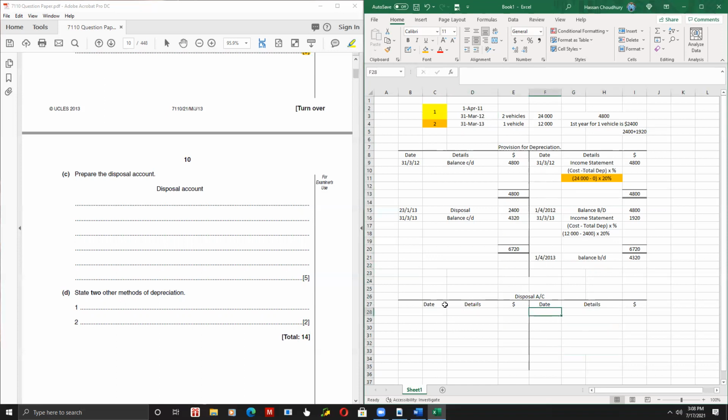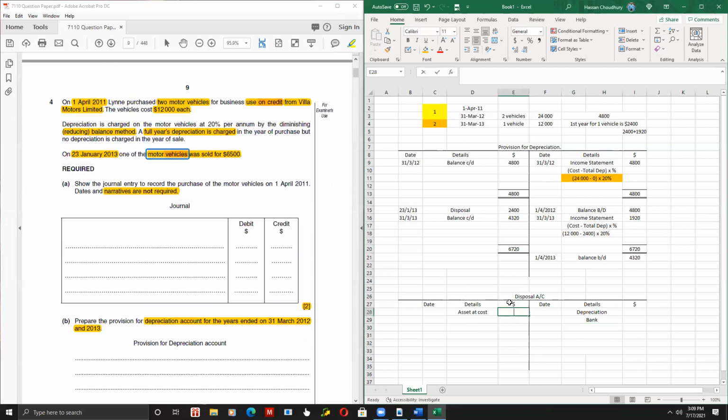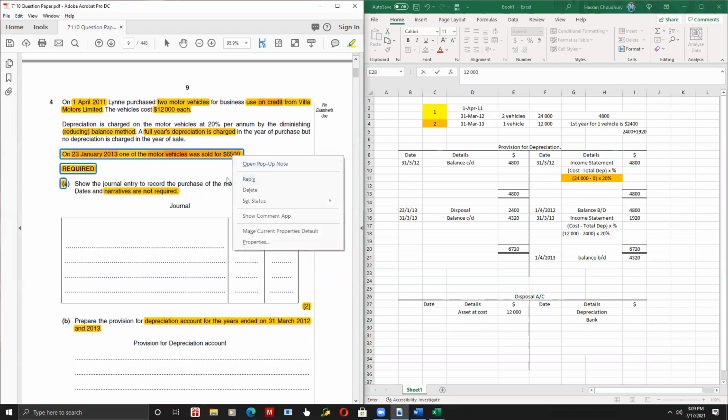Right, so here, remember, disposal account, first write out the format: asset at cost on the debit side, bank on the credit side, provision for depreciation. So ADB, asset, depreciation, bank. Just put your ADB, asset depreciation bank, okay? Now, asset over here, what did you sell? You sold one vehicle at a cost of 12,000. One vehicle that was sold. So we're dealing with the vehicle that was sold. We call that disposal.